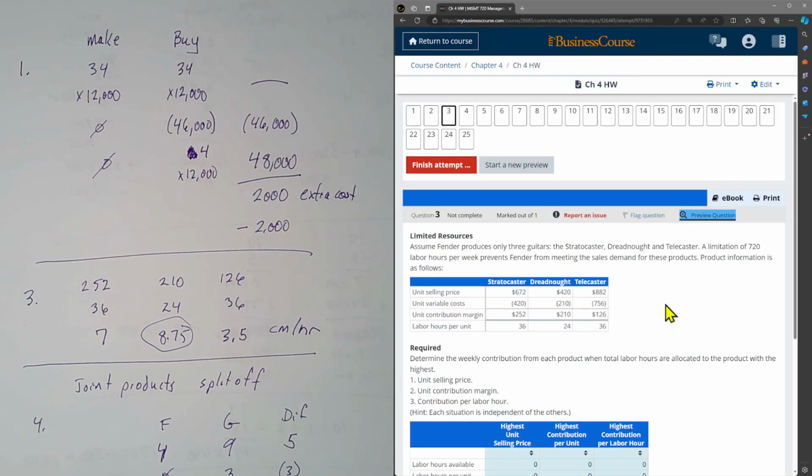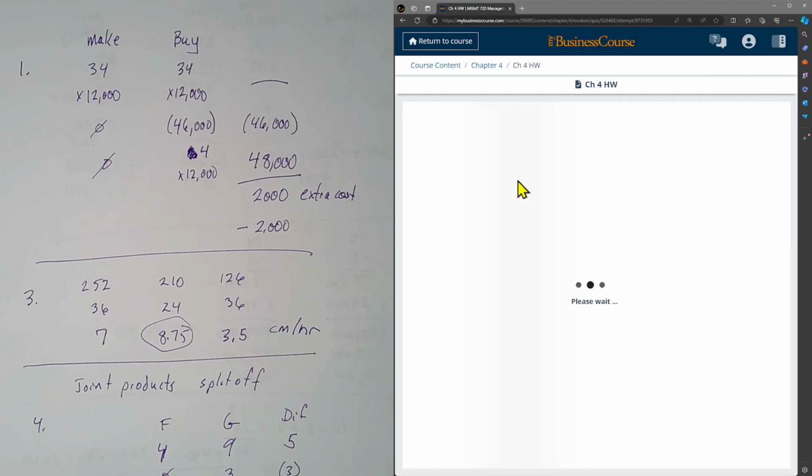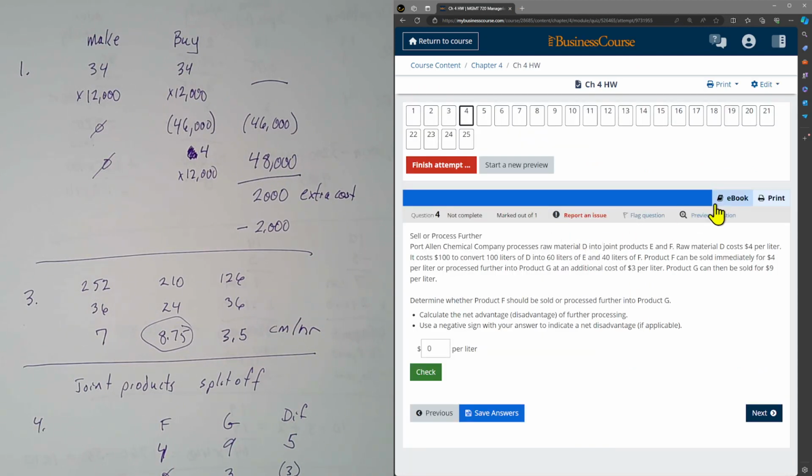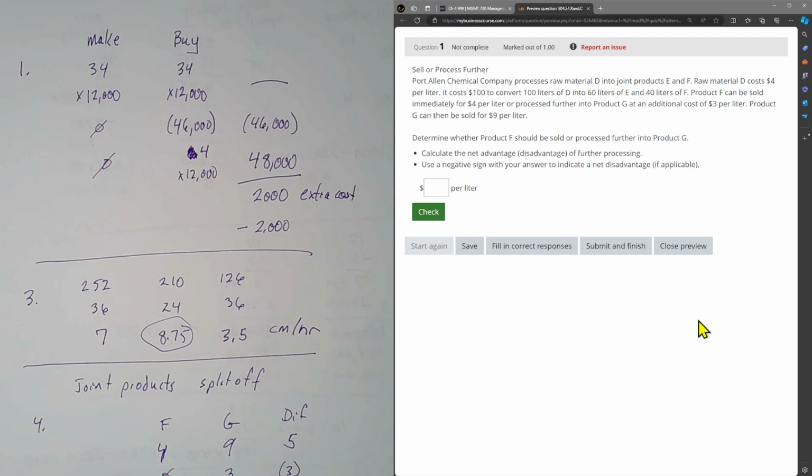Okay, next question is going to be question 4. It is sell or process further. Port Allen processes raw material D into joint products E and F. Raw material D costs 4 per liter. It costs 100 to convert 100 liters of D into 60 liters of E and 40 liters of F. Product F can be sold immediately for $4 per liter or processed further into product G at an additional cost of $3 per liter. Product G can then be sold for $9 per liter.